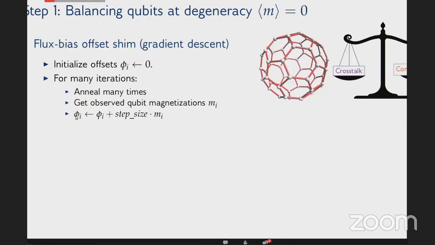And so what you do is you just update the flux bias offset on each spin by a step size multiplied by the observed magnetization. And I'm intentionally omitting the particulars of this because it's a general method, and you need to either fit your parameters properly or write a method that will fit it for you automatically, adaptively.